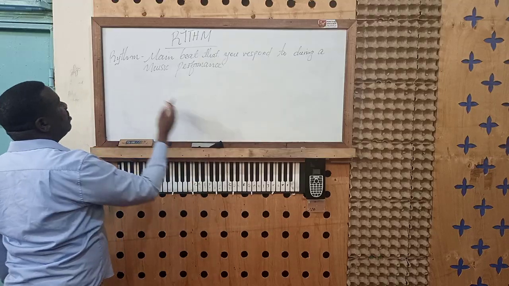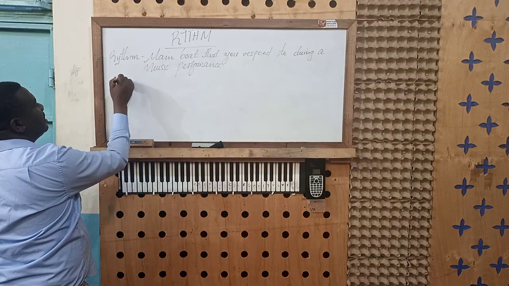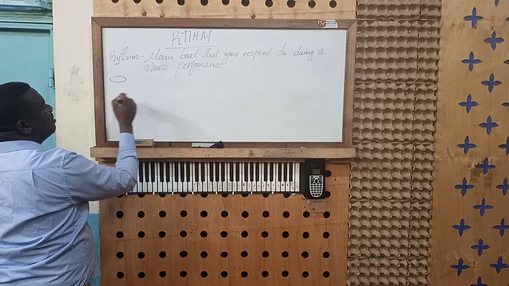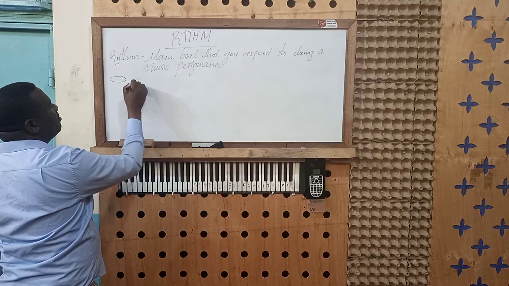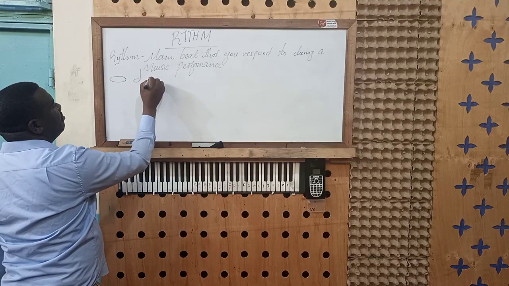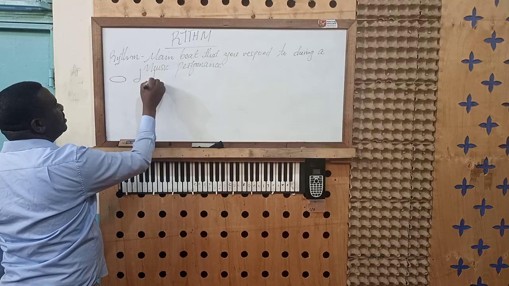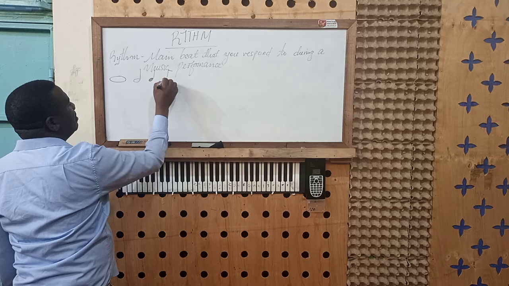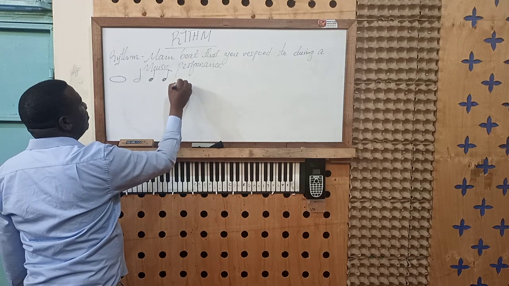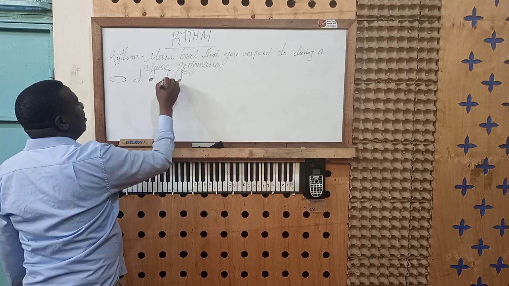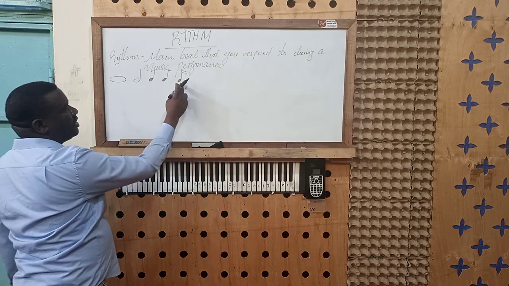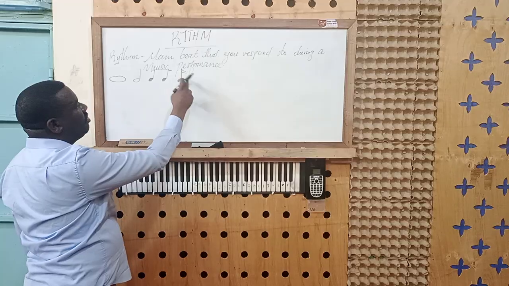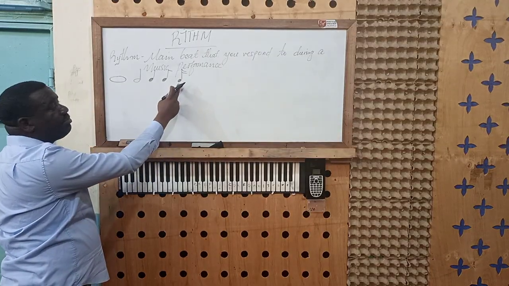Now, for us to understand rhythm, we need to remember the notes: semibreve, minim, crotchet, quaver, and semiquaver. There are other smaller notes than semiquaver, but for now, let's stop at semiquaver.